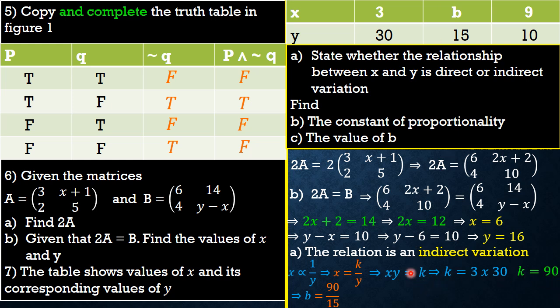What is k? K is 90, right? What is y? Y is 15. So we are going to have 90 over 15, which when we simplify, we are going to have our b to be the same as 6. So guys, that's the value of b.